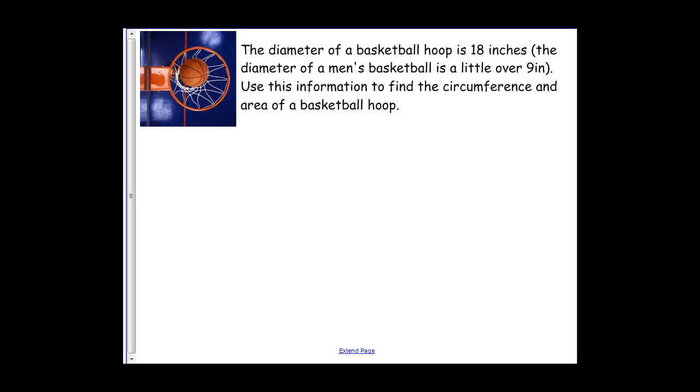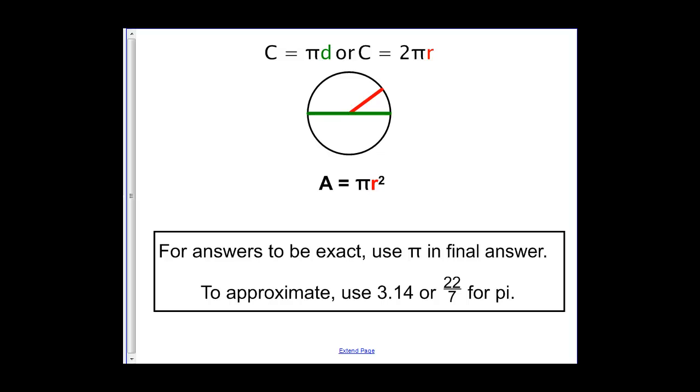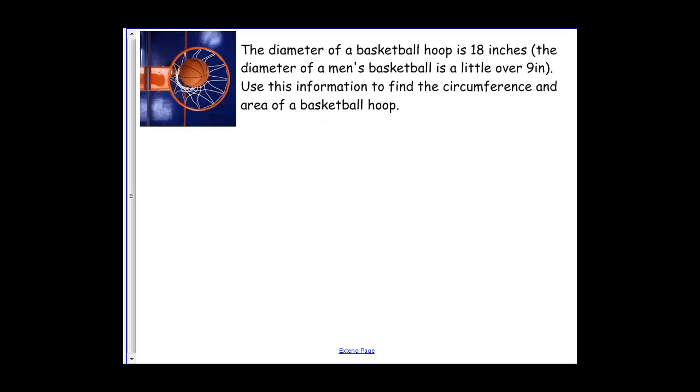So notice we don't necessarily care about the basketball information. That's just to show you how much better you should be shooting right now. To talk about the actual circumference and the area, let's work with the circumference first. If you remember our formula, circumference either equals pi times diameter or 2 times pi times the radius. Notice it gave us the diameter of 18 inches. As I picture this basketball hoop here, that's 18 inches all the way across. I can just take pi times 18.